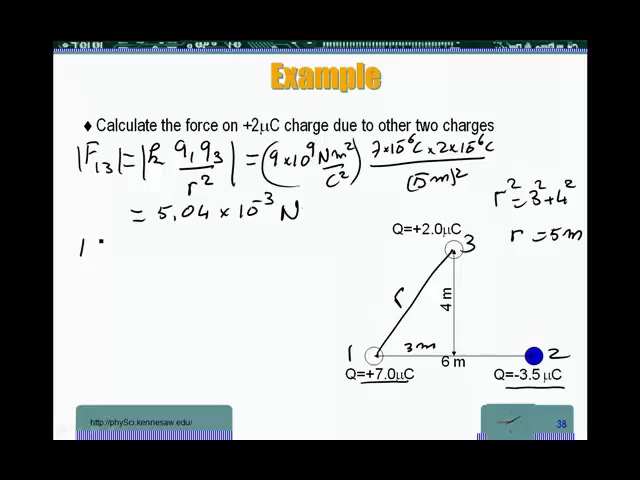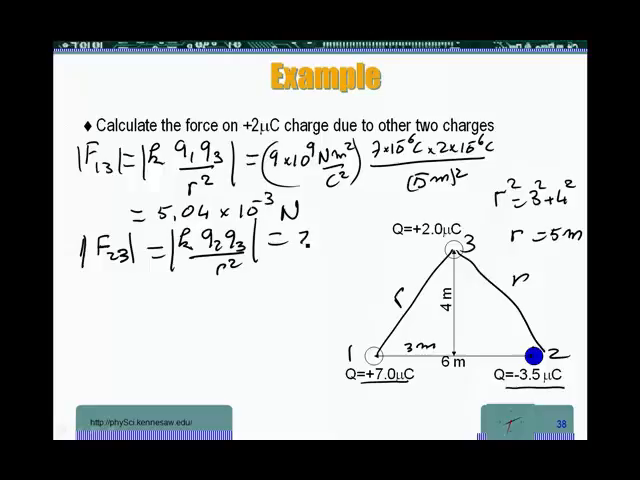What about F23? It's going to be k Q2 Q3 over R squared. One thing nice, because of the symmetry in this question, R is going to be the same, so we don't have to calculate that. The only difference is we are going to have 3.5 instead of the 7. Again, we are going to use positive values. If you calculate that, it should be just half as much as what we found in the previous question, because we have half as much charge when we use Q2 instead of Q1. So we should find 2.52 times 10 to the minus 3 newtons.